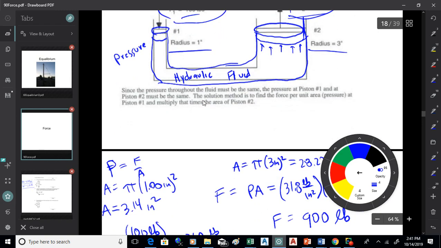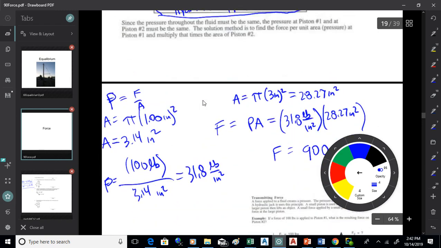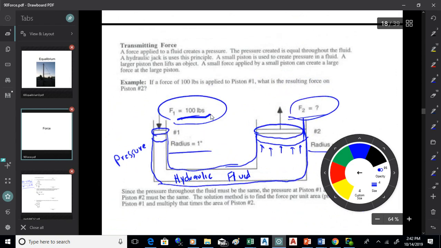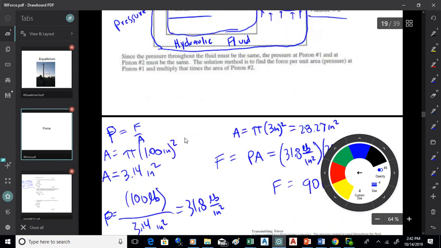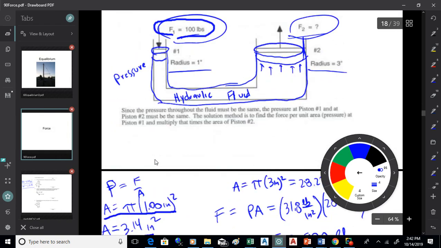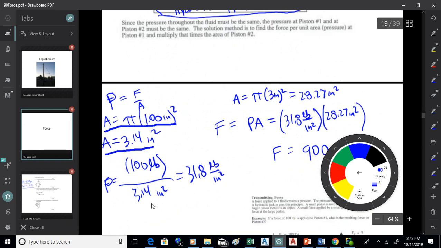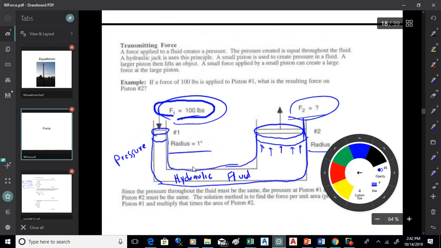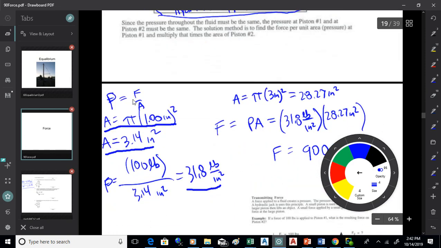Okay, so what we would want to do would be to find the pressure on the left where the 100 pounds is exerted. We could find the area of the piston. That would be pi r squared. So pi times 1 inch squared would get us 3.14 inches squared. We know we're pushing down with 100 pounds, so if we divide that by the area, we'll get the pressure in the hydraulic fluid. It's 31.8 pounds per inch squared. What we're using there is the idea that pressure is force over area.